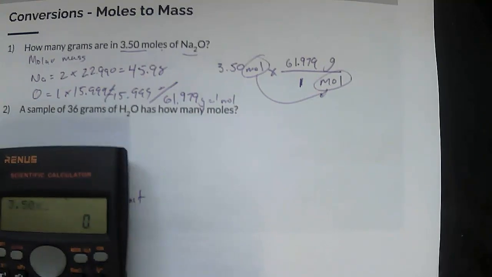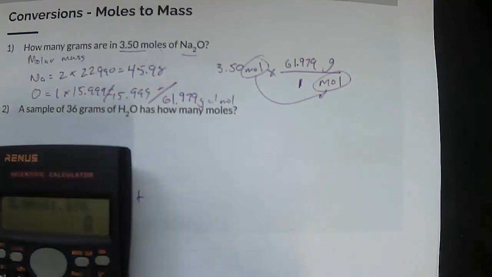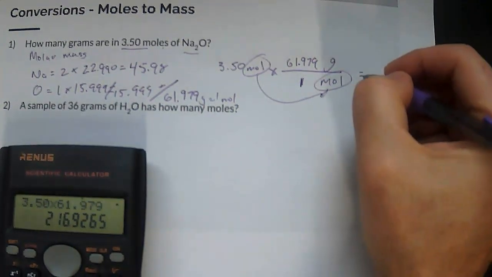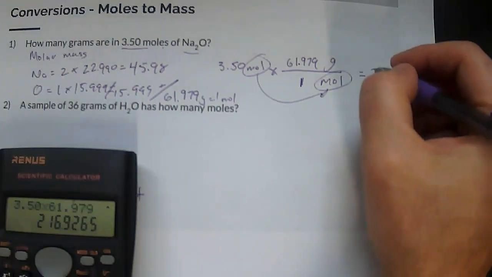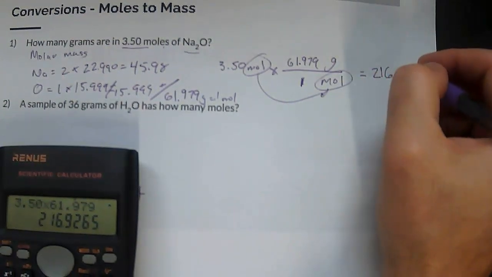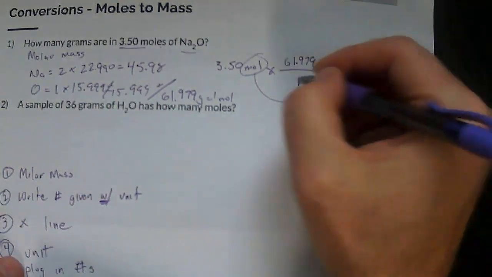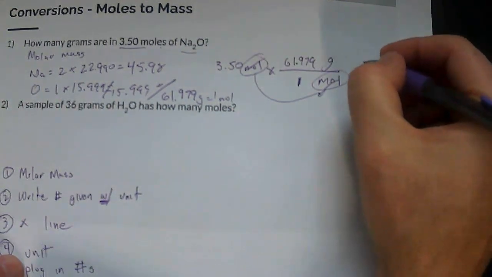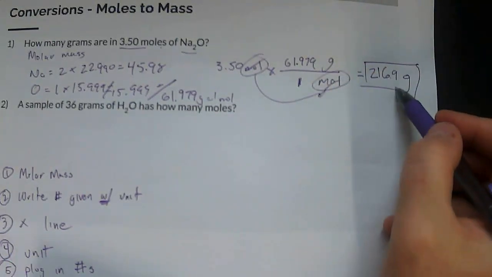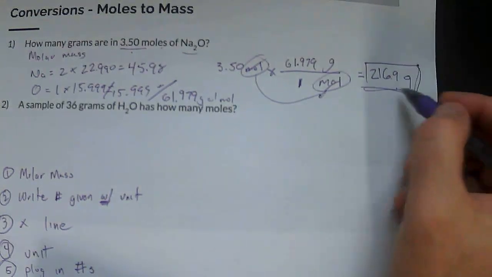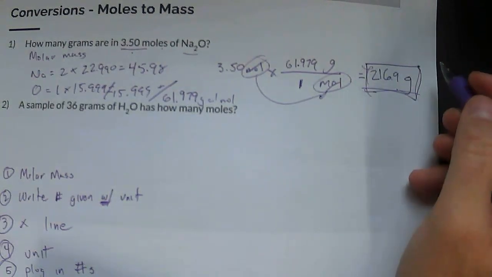3.50 times 61.979. And if you want to divide by 1, that's fine. I am not. So this is going to be 216.9. Good enough. Moles cancel, giving us grams, and that is how many grams are in this many moles. So if we go to the lab, we're going to measure out this many grams of this solid.